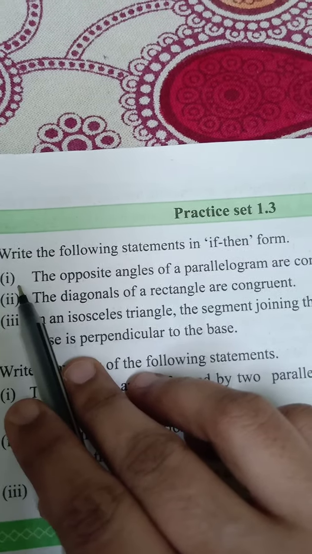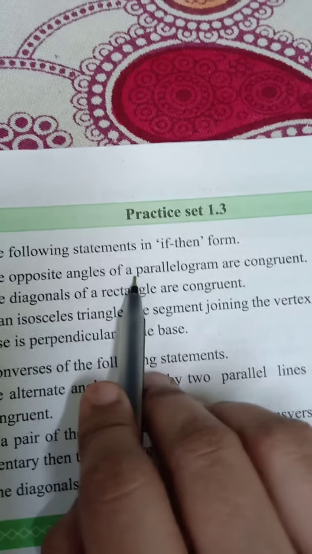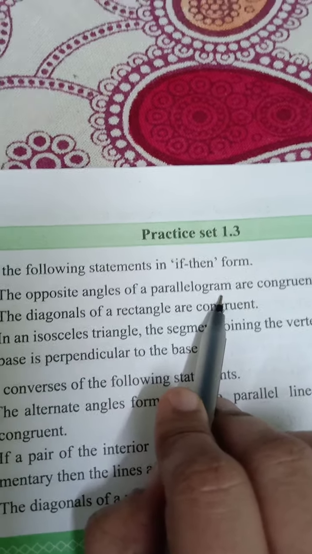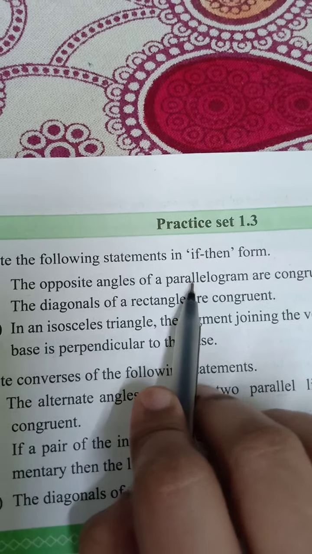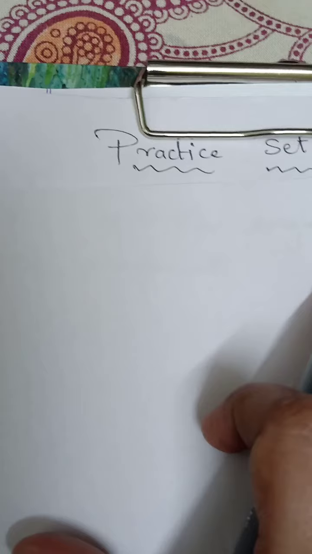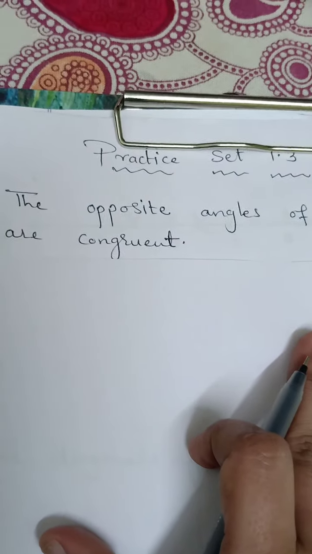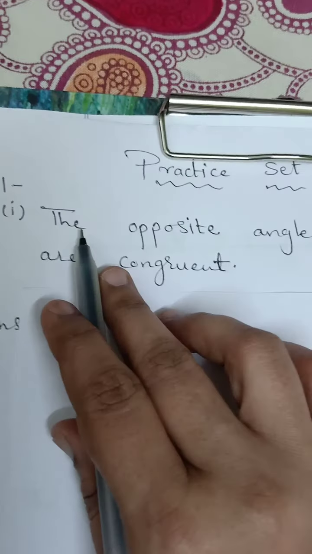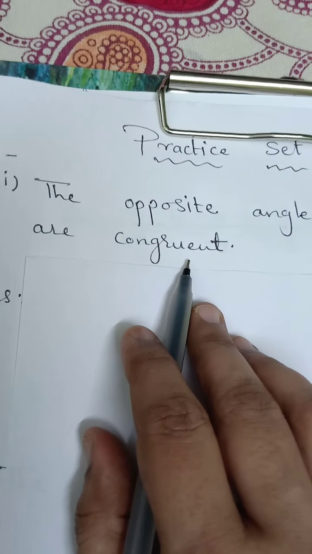So now we'll see the first of it: the opposite angles of a parallelogram, and here the word parallelogram is very important, are congruent. So this statement is talking about the parallelogram. Now we'll see how to solve it, how to convert the given statements. I have taken here the first question of this 1.3. So what is the first question here? The opposite angles of a parallelogram are congruent.